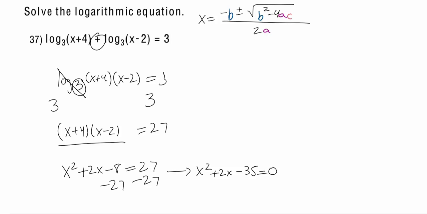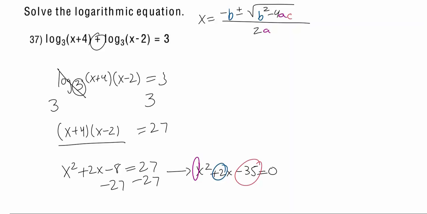Our quadratic formula is x equals negative b plus or minus the square root of b squared minus 4ac, all over 2a. Now that we have our quadratic formula written out, let's go ahead and identify a, b, and c. A is going to be 1 because it is the coefficient for x squared. B is going to be positive 2 because it's the coefficient of x. And c is going to be negative 35 because there is no x value next to it.